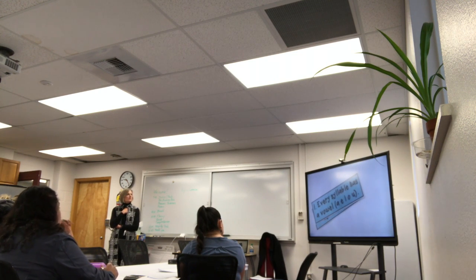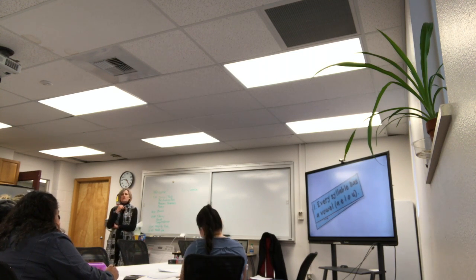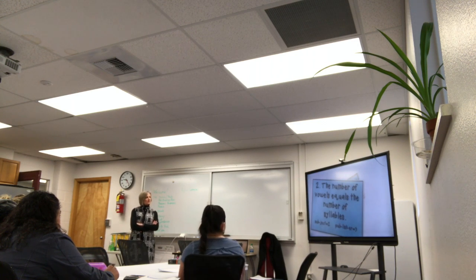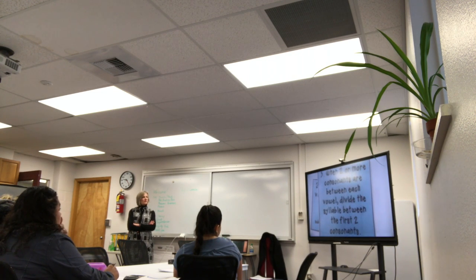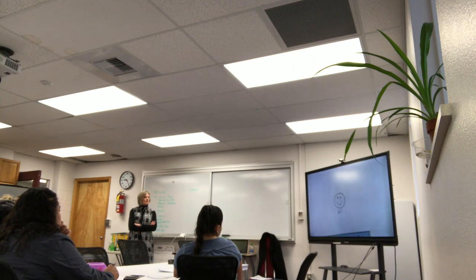First, every syllable has a vowel. And the number of vowels equals the number of syllables. So if a word has 2 vowels, it has 2 syllables. And if it has 3 vowels, it has 3 syllables. And when 2 or more consonants are between the vowels, you divide the syllable between the first 2 consonants. Are you ready to do some with me?